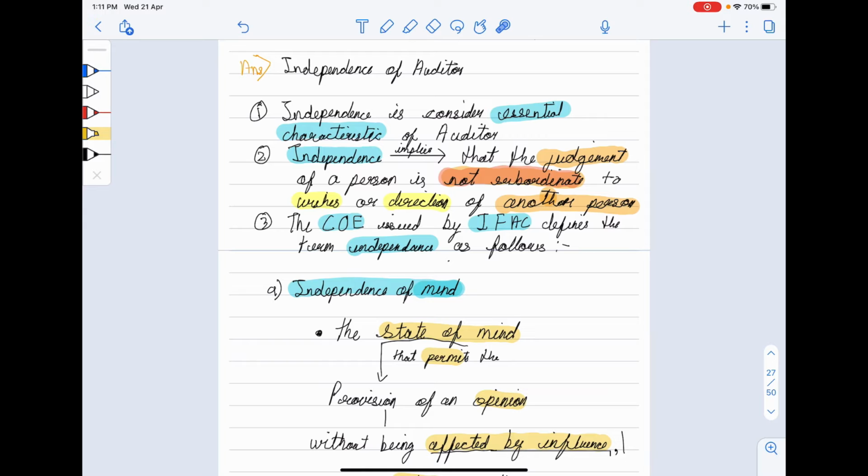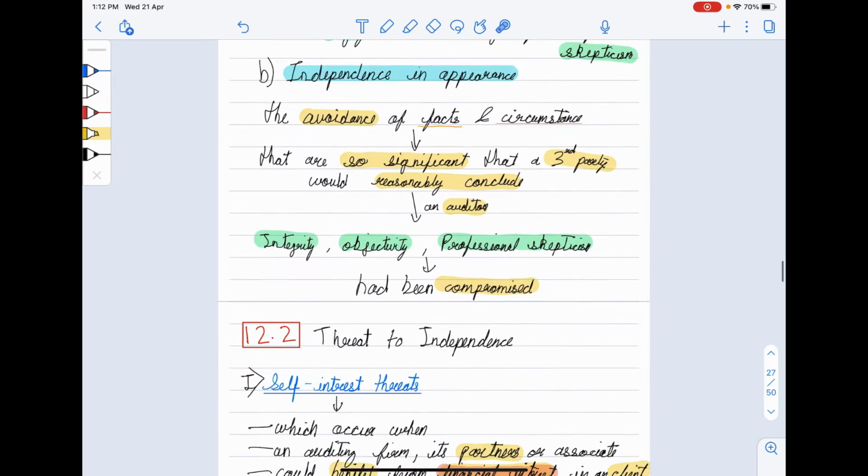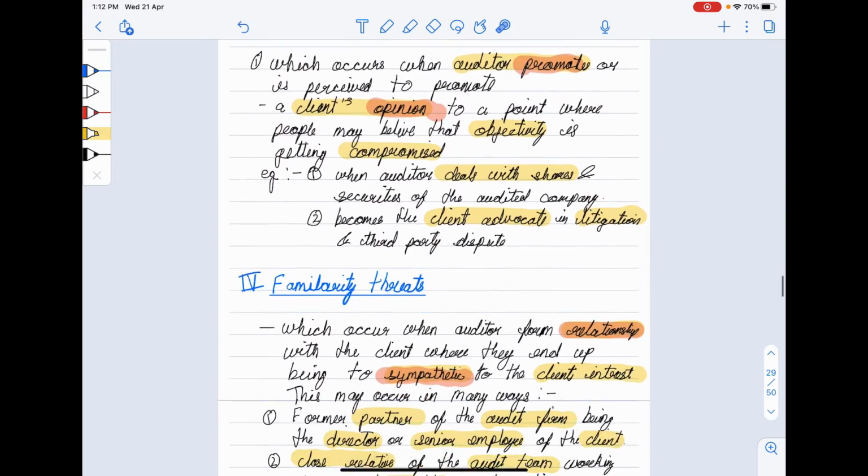So only here we need to define what is independence. Independence is an essential characteristic of an auditor. Independence implies that the judgment of a person is not subordinate to the wishes and direction of the other person. And the code of ethics issued by IFAC defines the term independence as independence of mind and independence of appearance.